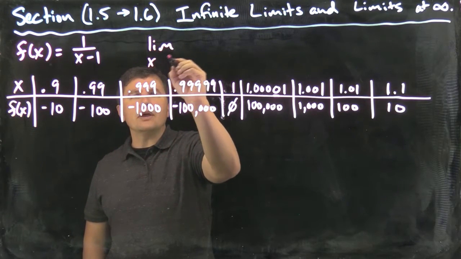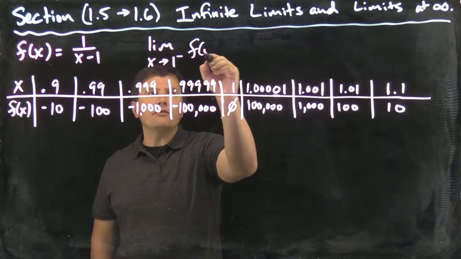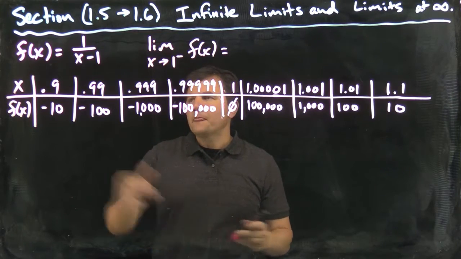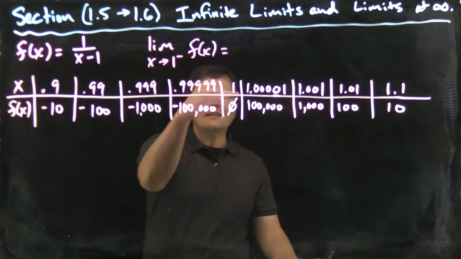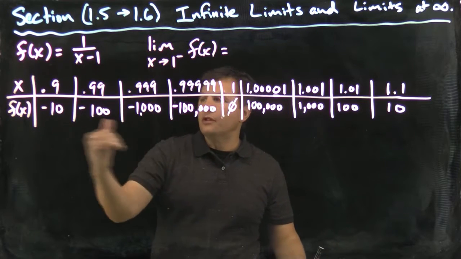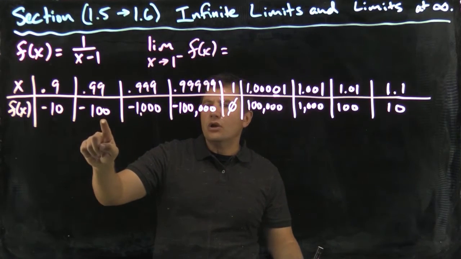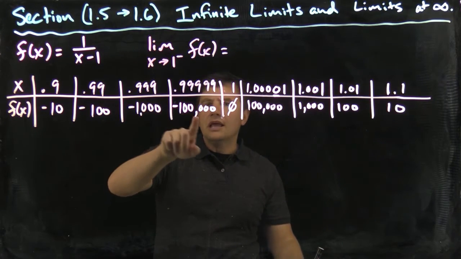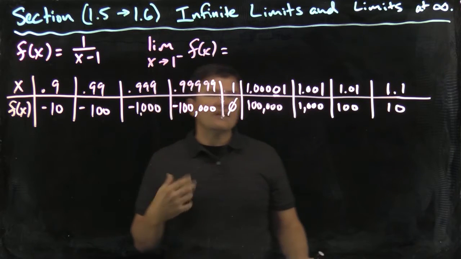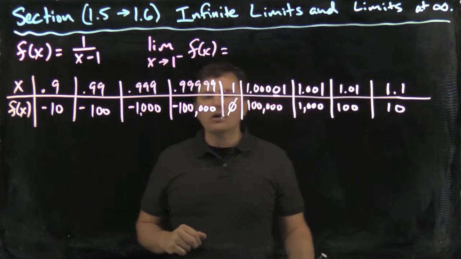And so as x approaches 1 from the left of f of x, we're starting off with the values coming from the left, so that is less than 1. So as I get closer and closer to 1 from the left, you can see what's happening. So we start at negative 10, negative 100, negative 1,000, and then we're up to negative 100,000. Now, this is not like regular limits. This does not mean that our limit from the left is negative 100,000.